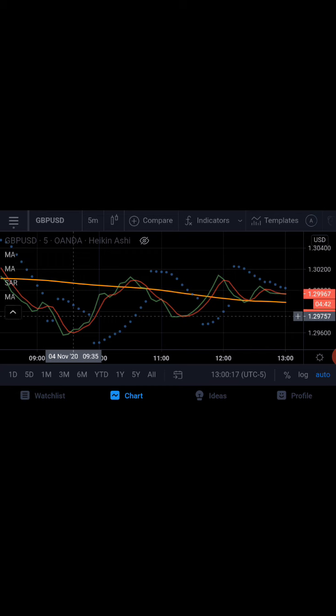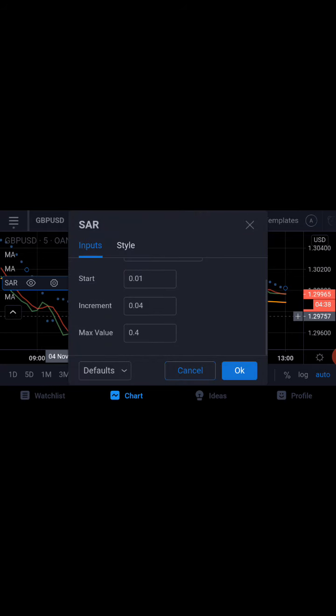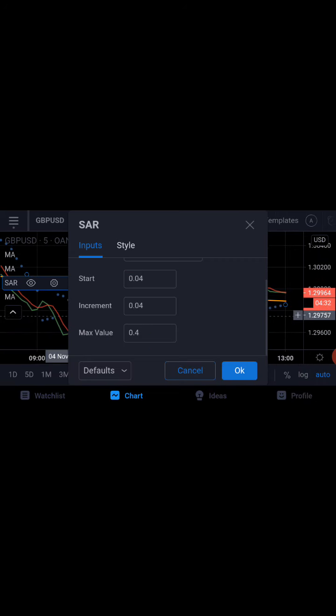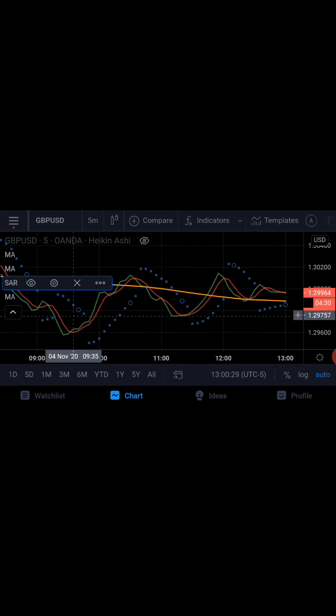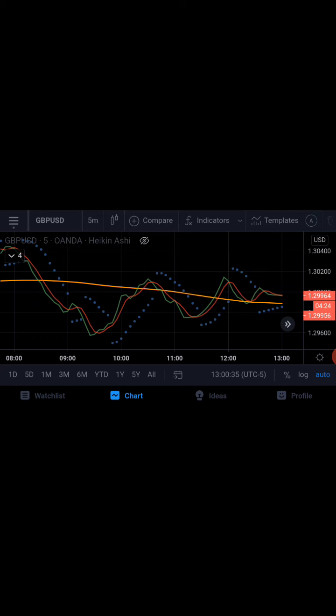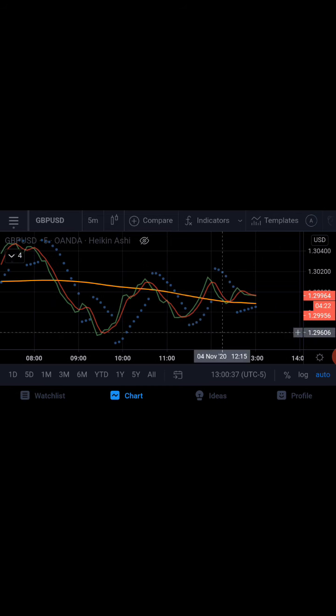Give me a minute because I'm trying to understand why my SAR is a little bit different. Give me a minute. Change this to 4 just to see what that does. All right, so we got some things going on here. Okay. Zoom out. And we're good to go.